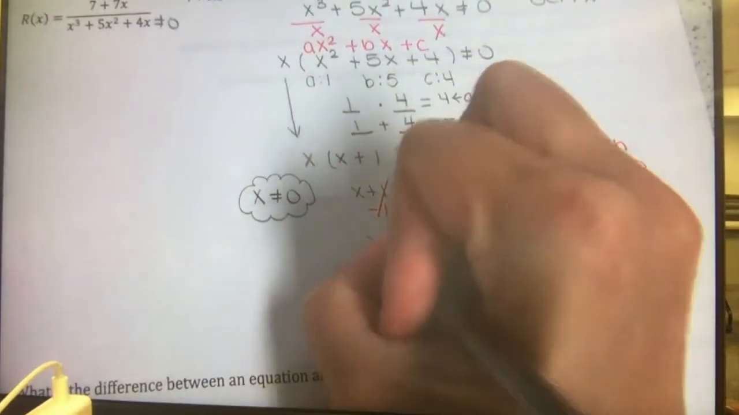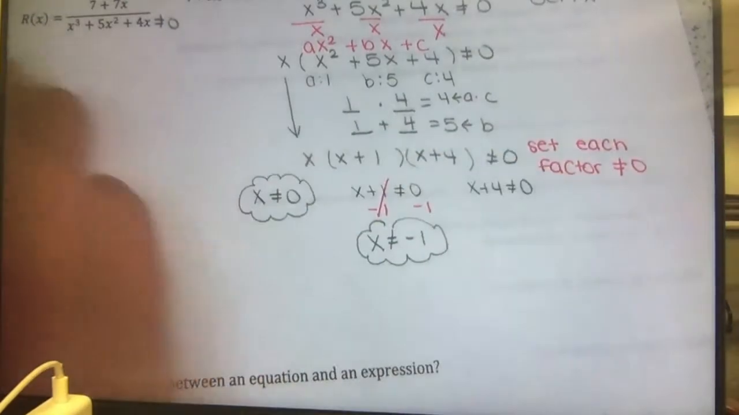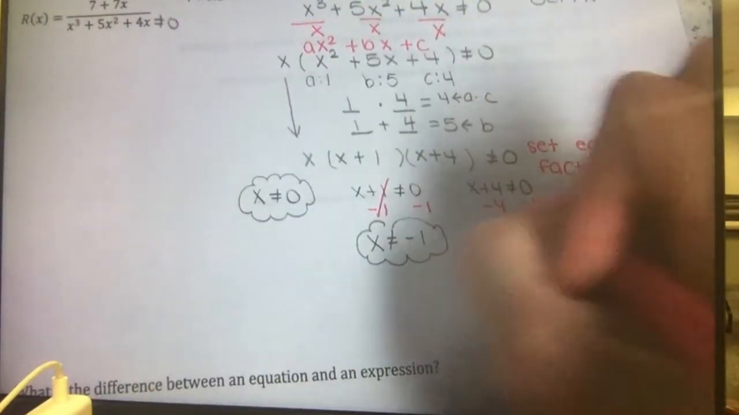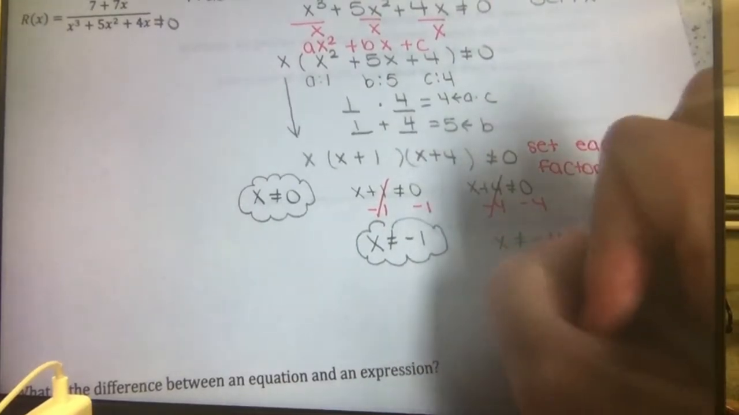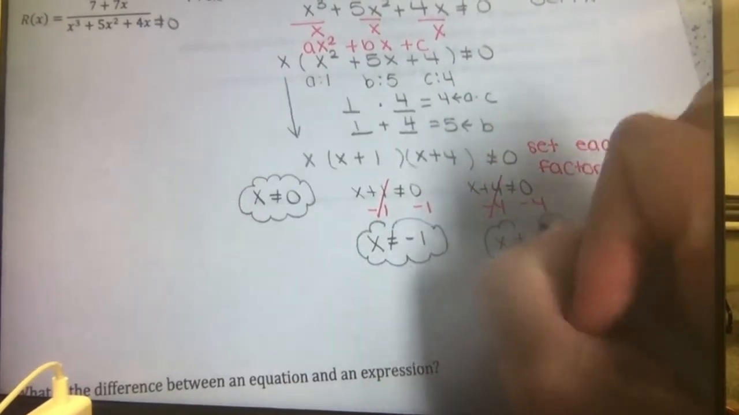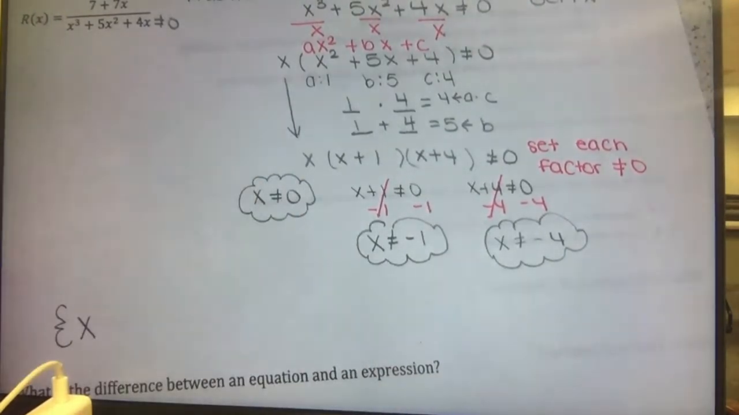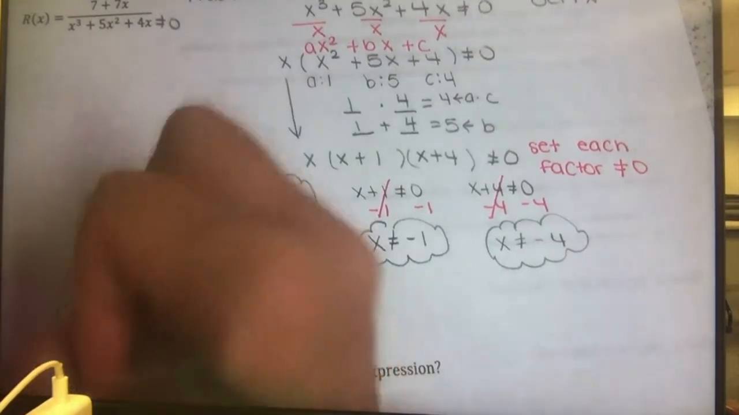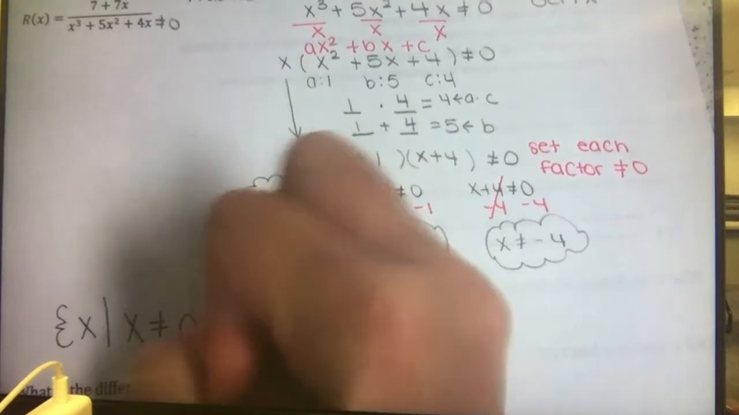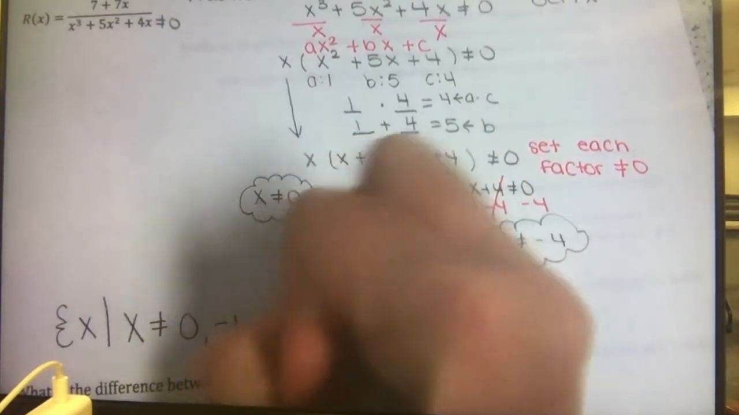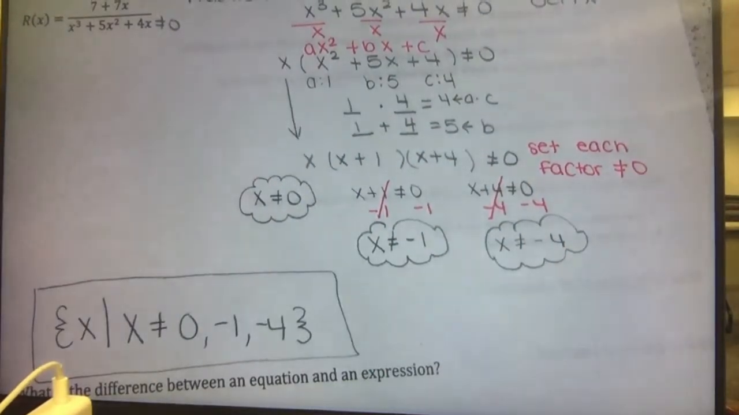Subtracting 1 from both sides, we get another answer is x cannot equal negative 1. And lastly, x plus 4 cannot equal 0. We could subtract 4 from both sides and get x cannot be negative 4. So our domain is the set, using our curly brackets, of x, because our variable is x, such that x cannot equal 0, negative 1, and negative 4. So x can be any real number, it just cannot be 0, negative 1, or negative 4.